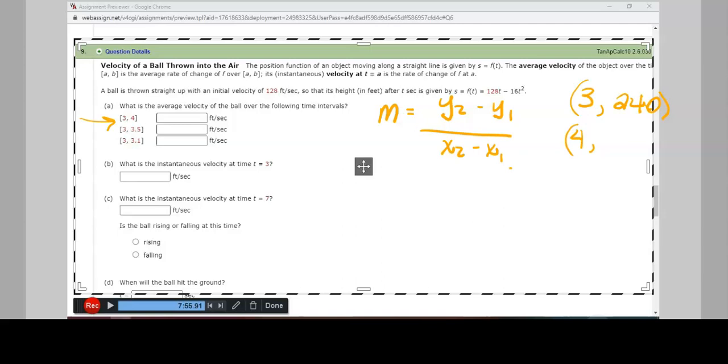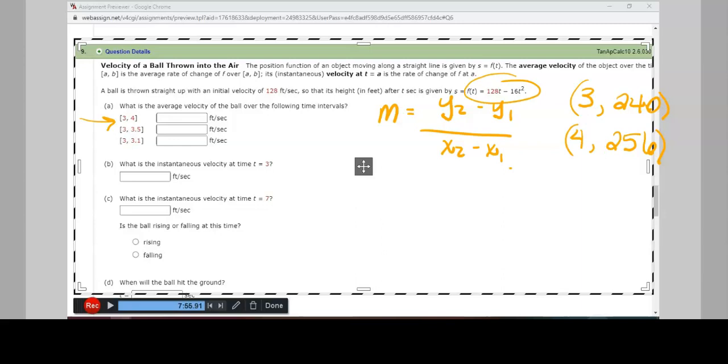What that means is 3 seconds into this thing's journey, it's at an elevation or a height or an altitude of 240 feet. All right, so let's do it again. I'm going to shove in a 4 this time. So if I shove in a 4 into this equation, I get 128 times 4, and then I subtract off 16 times 4 squared, or 16 times 16, which is 256. Okay, so 512 minus 256 is 256. So 4 seconds into the journey, this thing is 256 feet in the air.